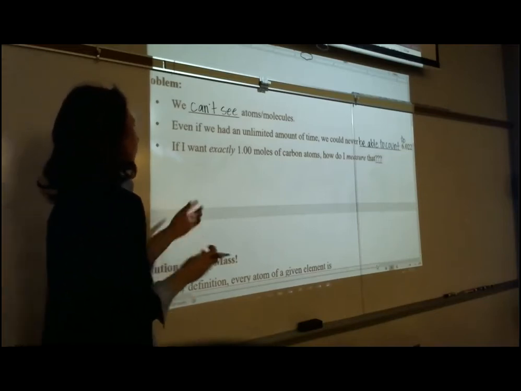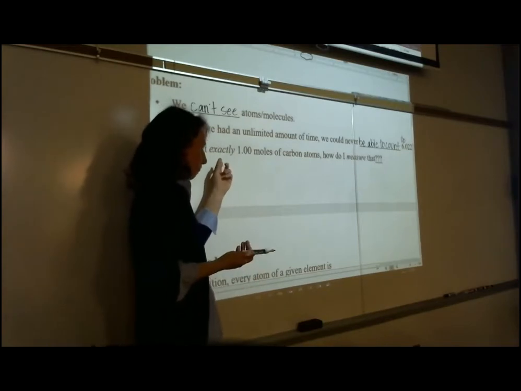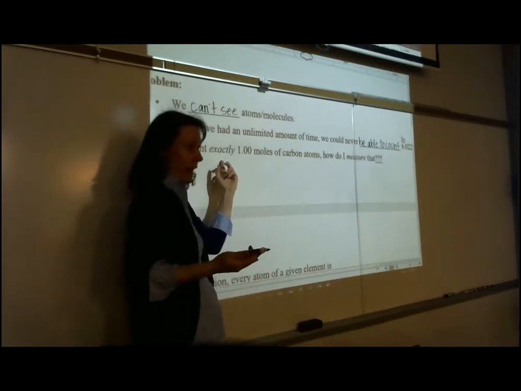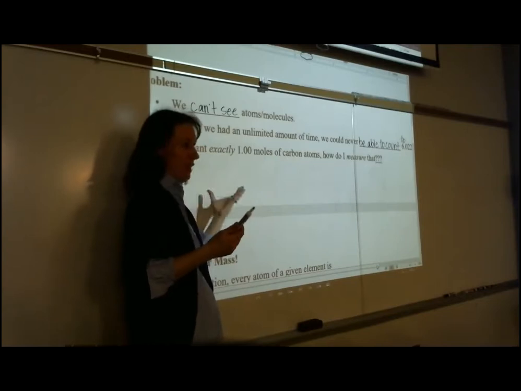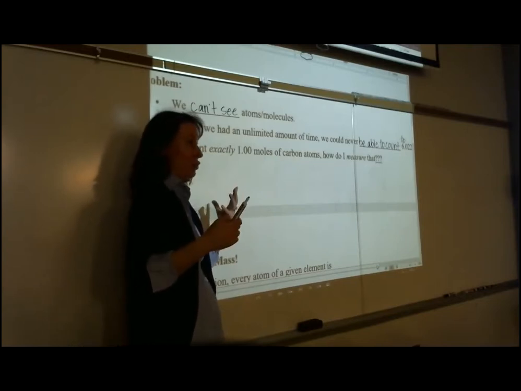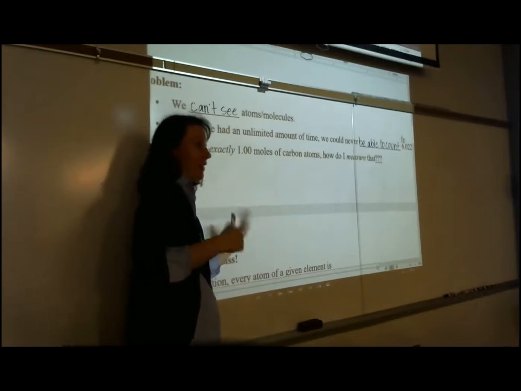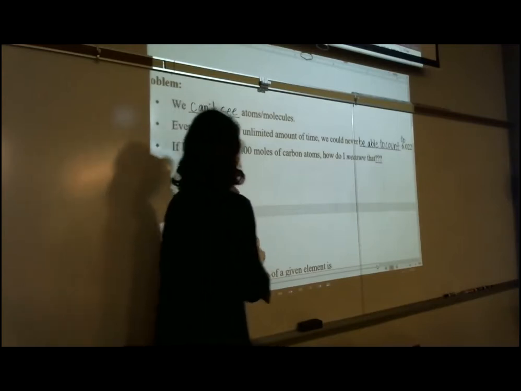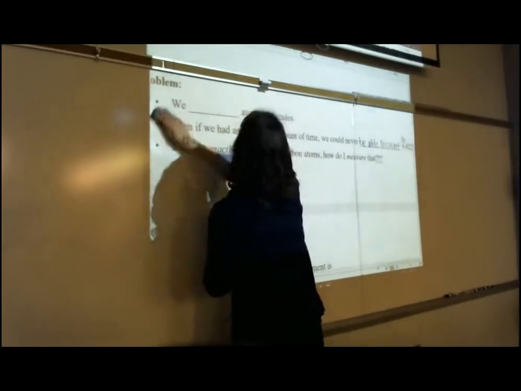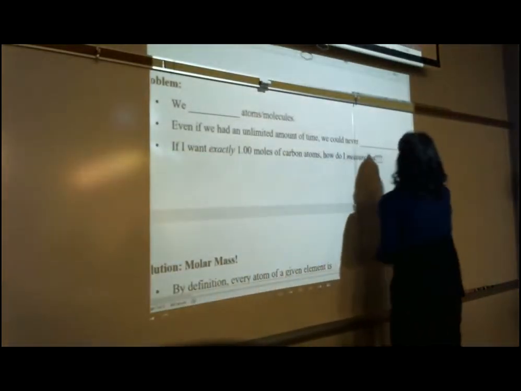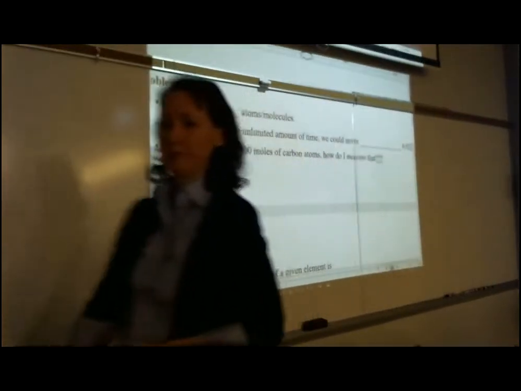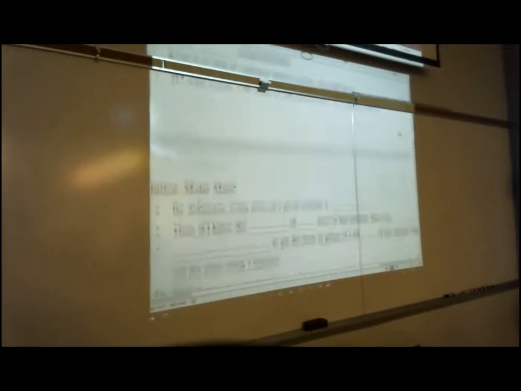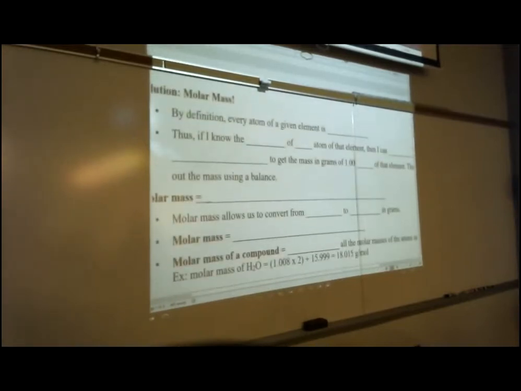So if I want exactly 1 mole, how would I actually measure that? How would I know that I actually have 10 to the 23rd and not 10 to the 24th, or 10 to the 20th? How would I actually know that I've got exactly the quantity that I want? And so the answer to my problem, the answer to my dilemma, is called molar mass.